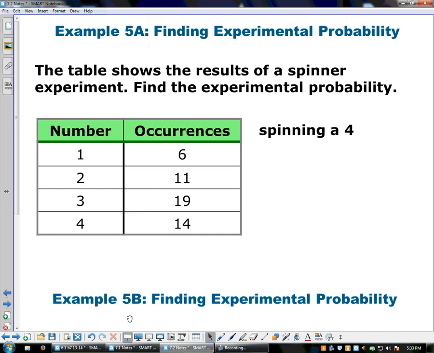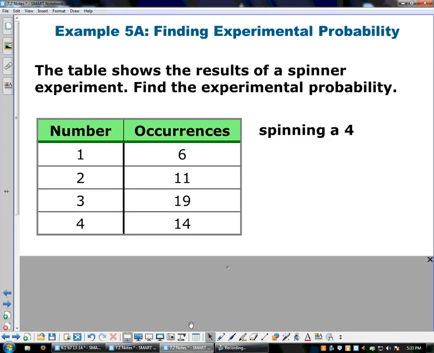So in this example, we're finding the experimental probability. This table shows the results of a spinner experiment. Find the experimental probability. So this time, we had a spinner. There were 4 numbers on the spinner, 1, 2, 3, and 4. When we spun the spinner, the number 1 showed up 6 times, the number 2 showed up 11 times, 3 showed up 19 times, 4 showed up 14 times.